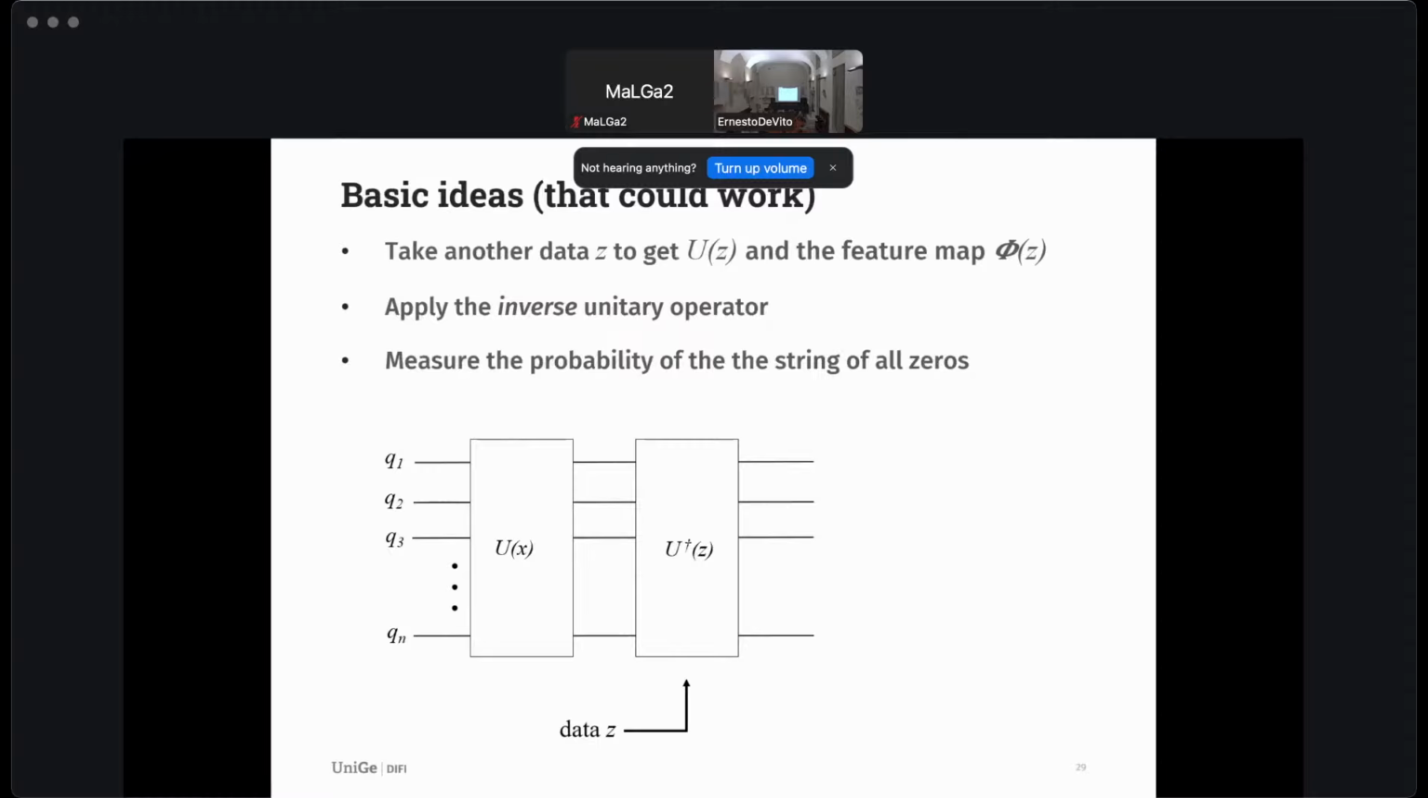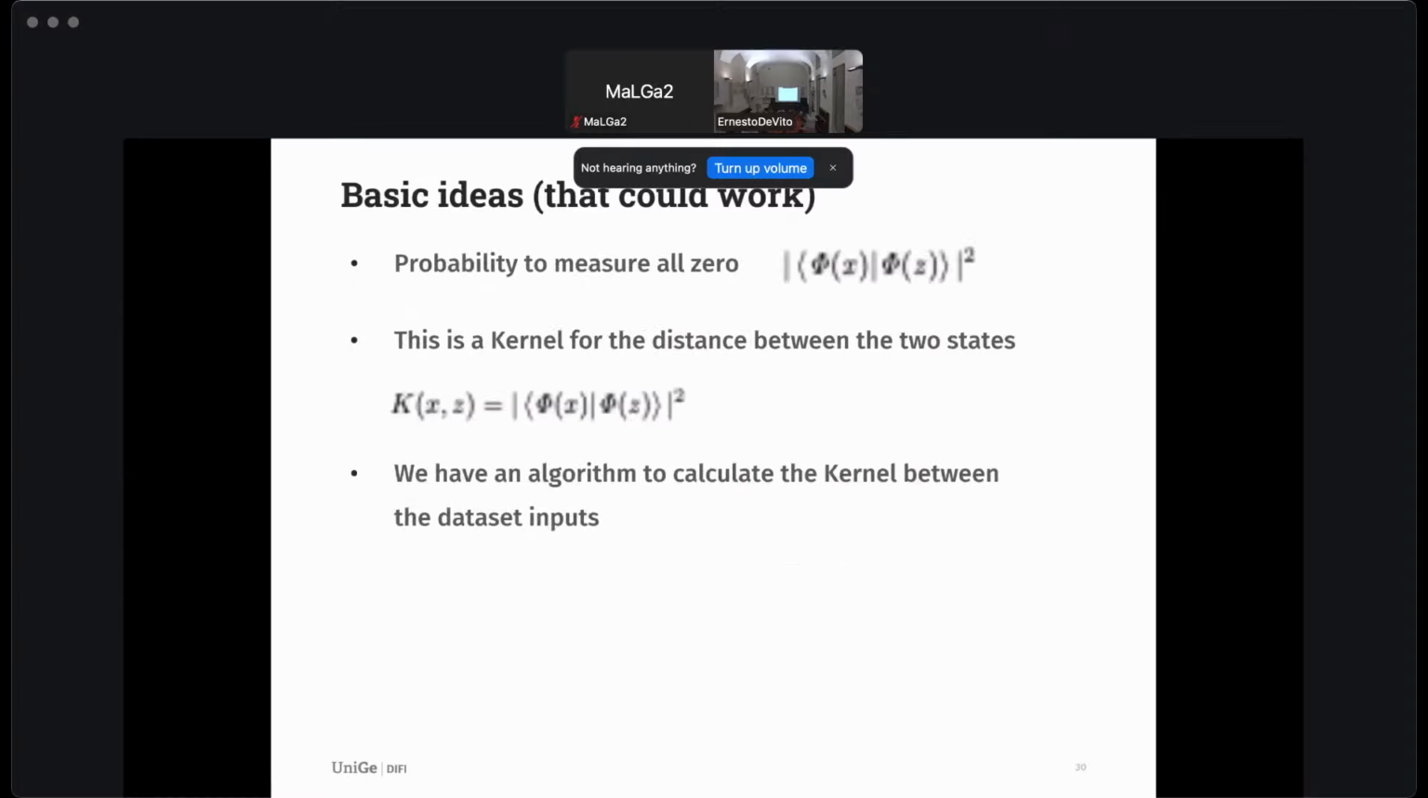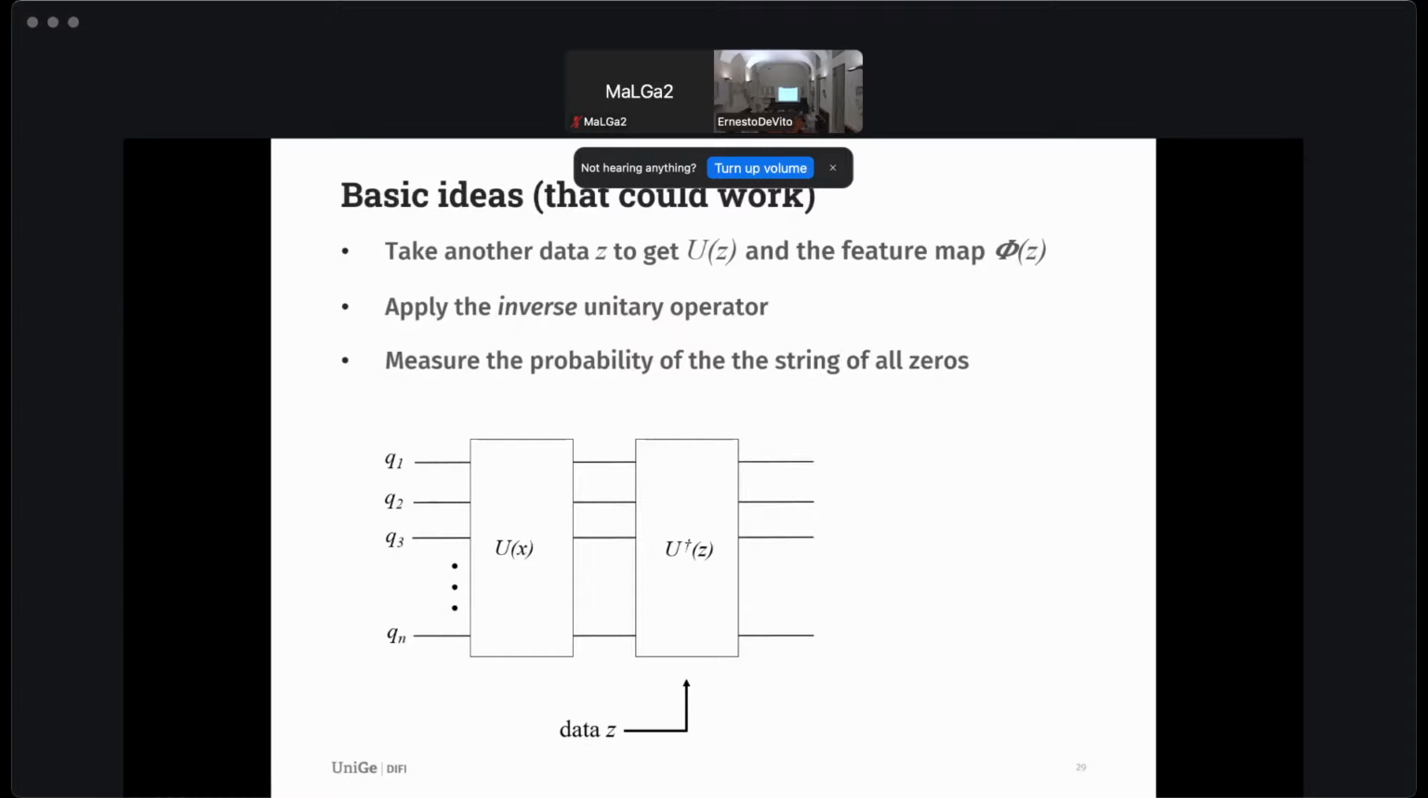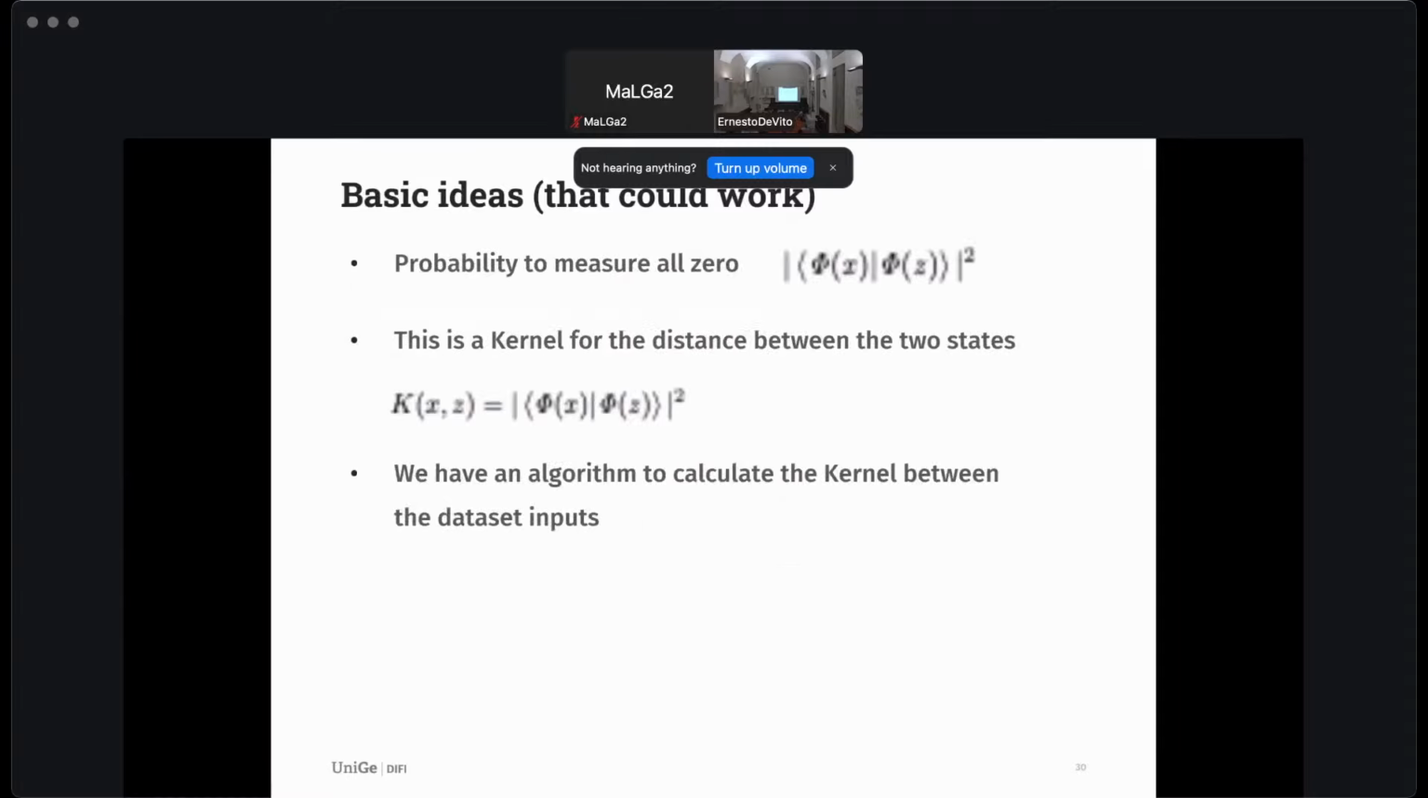But you can do the same with another data point, z. You can build a unitary transformation U of z, that is another part of your quantum circuit, and this is associated with the feature map phi of z, okay? And then what you do is this one. You start with your qubits. You first apply the unitary transformation U of x, and then you apply U of z dagger, so the inverse. Then what you measure at the end is the state of your system, and what you get is the scalar product between phi of x and phi of z, okay? So you can interpret this as an element of your kernel between these two points, z and x, okay?